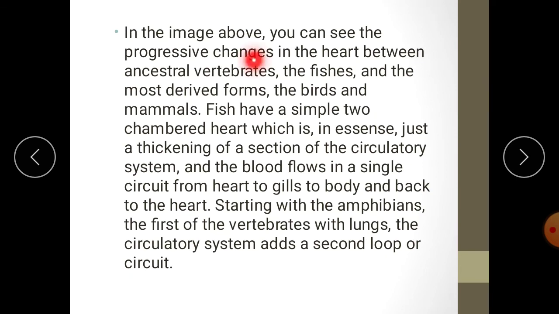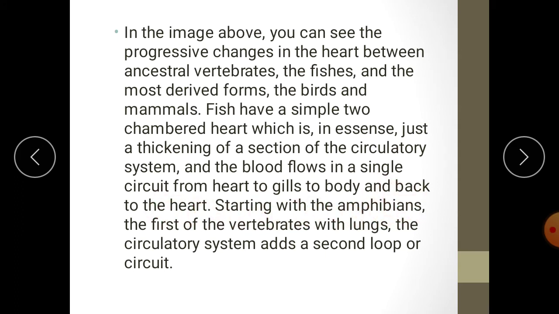In the image above you can see the progressive changes in the heart between the ancestral vertebrates, the fishes, and the most derived forms, the birds and mammals. Fish have a simple two-chambered heart, which is in essence just a thickening of a section of the circulatory system, and the blood flows in a single circuit from the heart to the gills to the body and back to the heart.